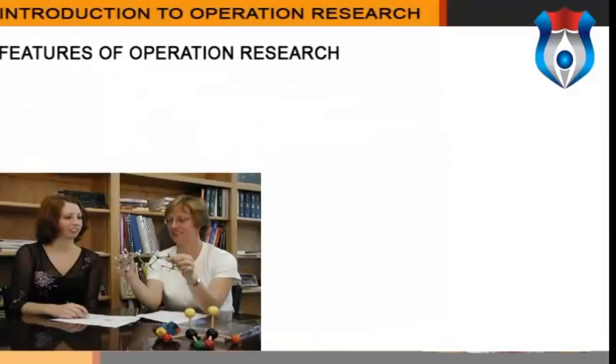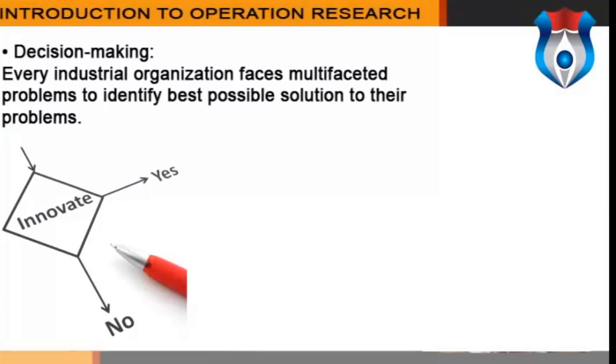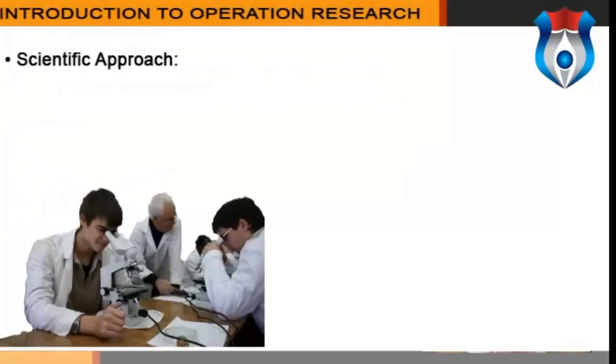We will discuss the features of operation research. In OR, we include features like decision making. Every industrial organization faces multifaceted problems to identify the best possible solution to their problems. Scientific approach: OR applies scientific methods, techniques and tools for the purpose of analysis and solution of complex problems. In this approach, there is no place for guesswork and the personal bias of the decision maker.